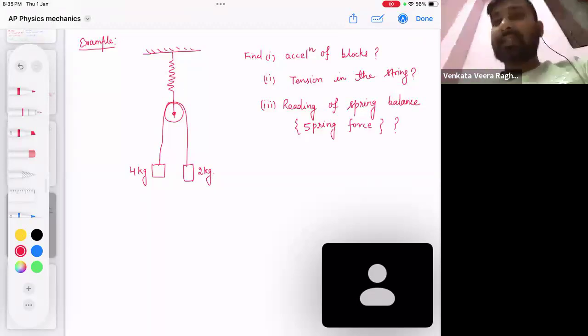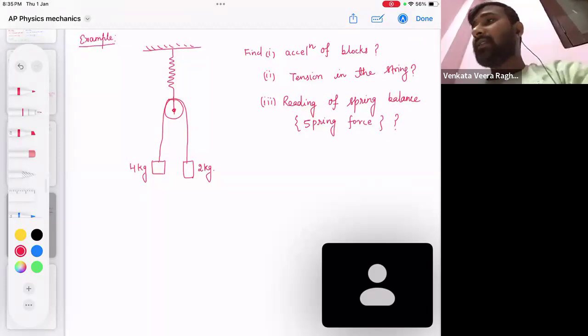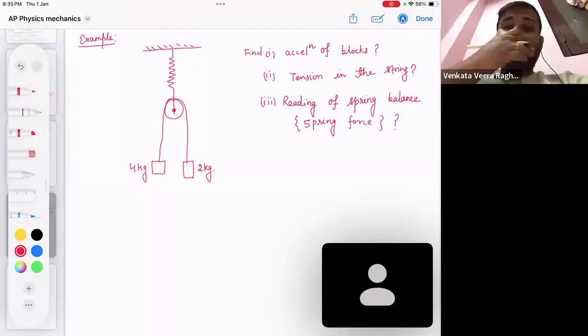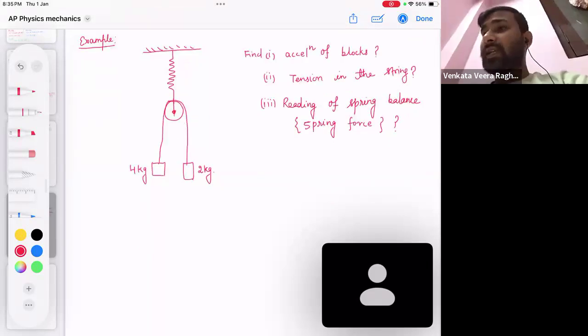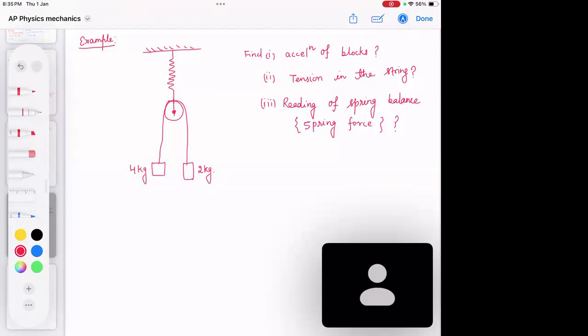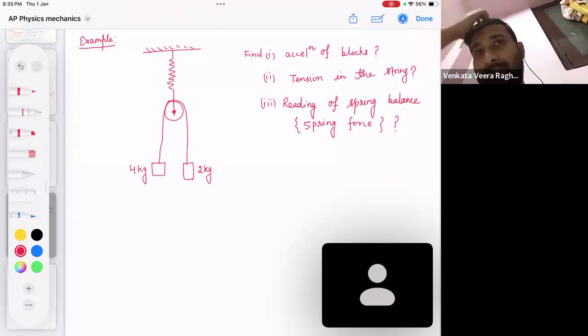Okay, let's start by drawing the free body diagram of the 4 kg and 2 kg blocks to continue this question further. Will you draw the free body diagram of 4 kg and 2 kg first? Yes, sir. Let's start with the free body diagram of the 2 kg and 4 kg first.